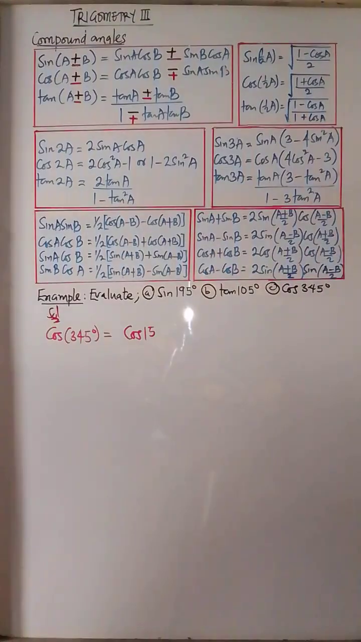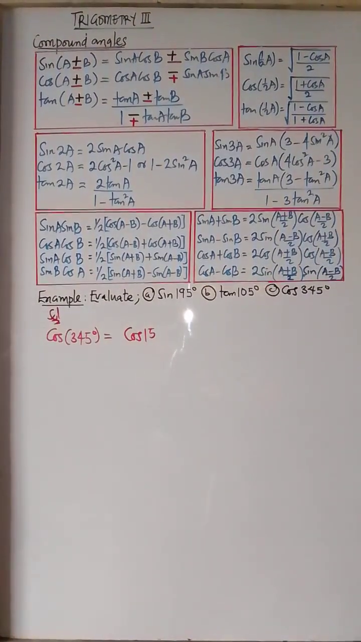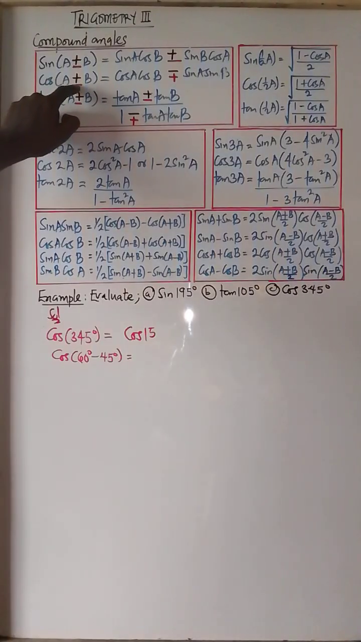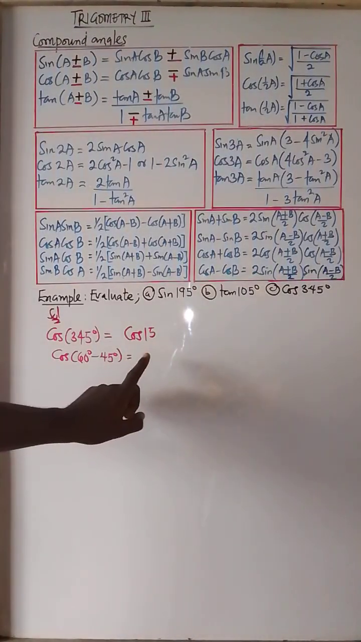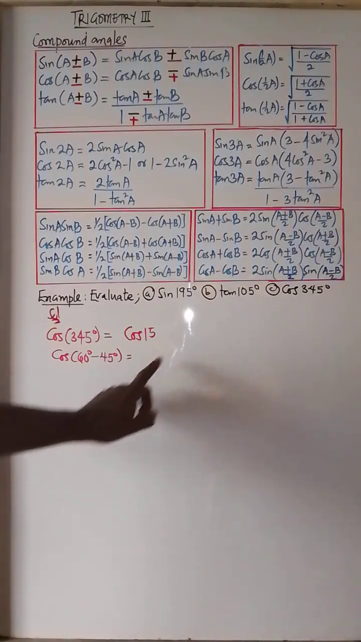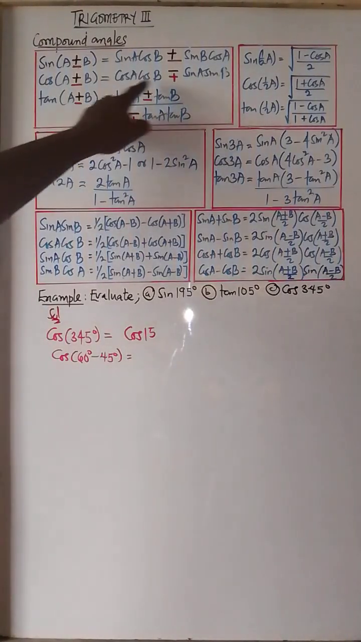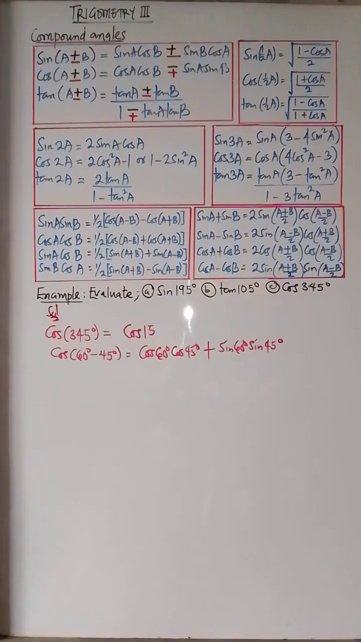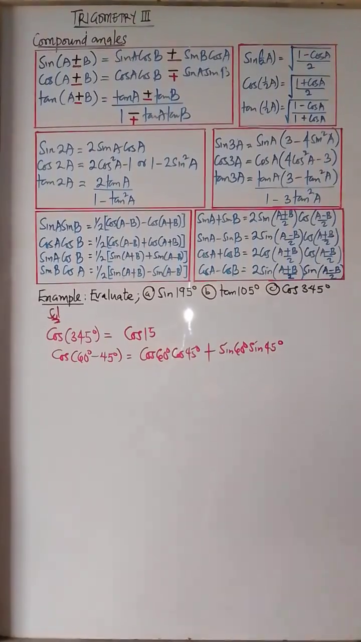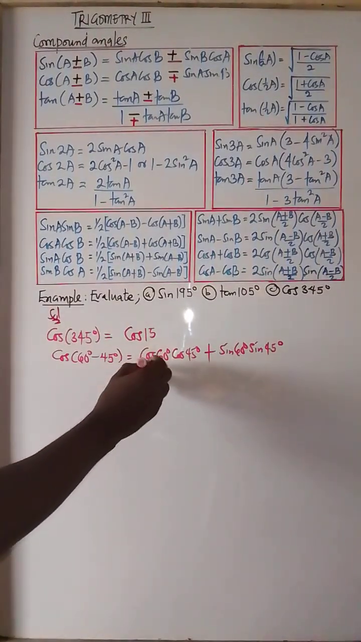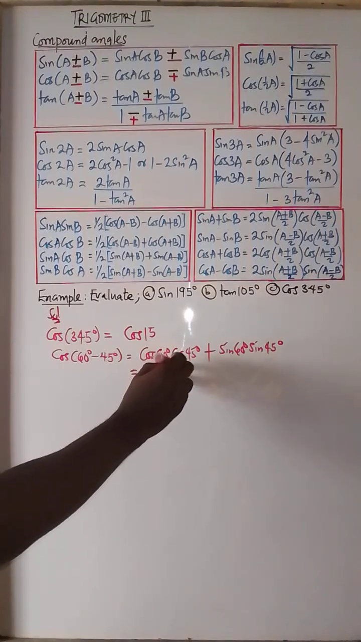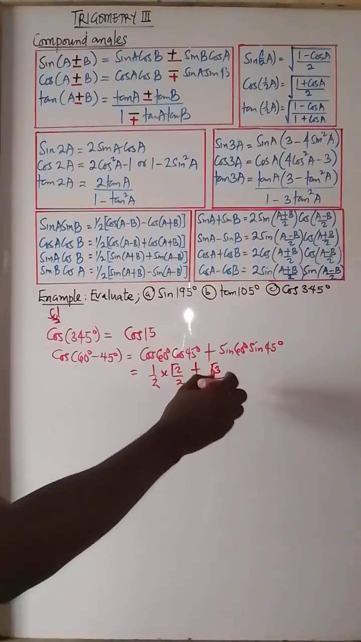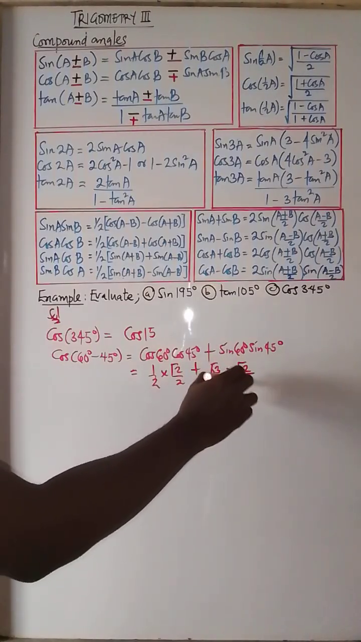What can we combine to get 15? Let's use 60 minus 45. Then we are going to be using the identity for cos A minus B. If you have minus here, you'll be having plus here. So that will be cos 60 cos 45, plus, since there is minus here, we use plus sin 60 sin 45, like this. Now, let's input the special angles. Cos 60 is 1 over 2, cos 45 is root 2 over 2, sin 60 is root 3 over 2, and sin 45 is root 2 over 2.